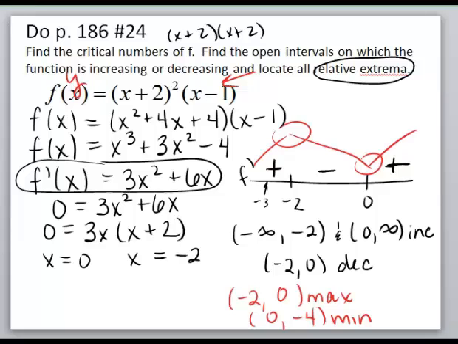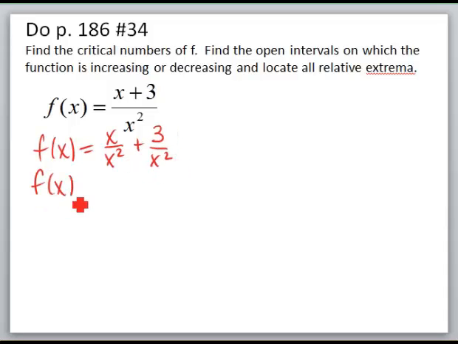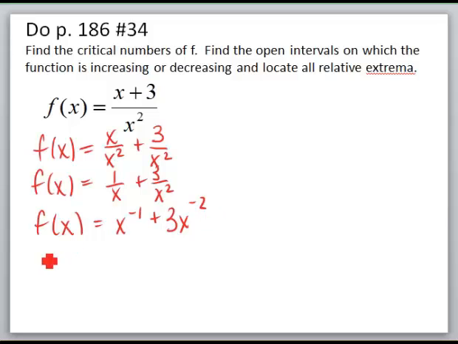Okay, in this problem we're going to be doing the same things. I'm finding the critical numbers and finding the intervals of increase and decrease and the relative extrema. I'm going to rewrite this first. I do not want to use quotient rule on a problem like this. It's much easier to take the derivative if we just rewrite it. I will then reduce this to be 1 over x plus 3 over x squared. So then I can rewrite this as x to the negative first plus 3x to the negative second. Taking the derivative gives me negative x to the negative second plus negative 6x to the negative third.